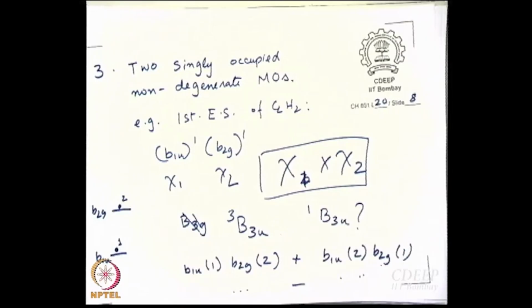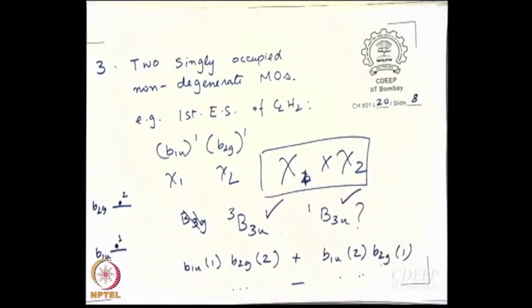And when you use the minus, then the space part is antisymmetric. Spin part has to be symmetric. Spin part is symmetric for alpha alpha, beta beta and alpha beta plus beta alpha. So you see both triplet and singlet are possible. So I can have both. This is correct, this is also correct. Is there a question? Have you all understood? Is there a confusion? Is there an objection?